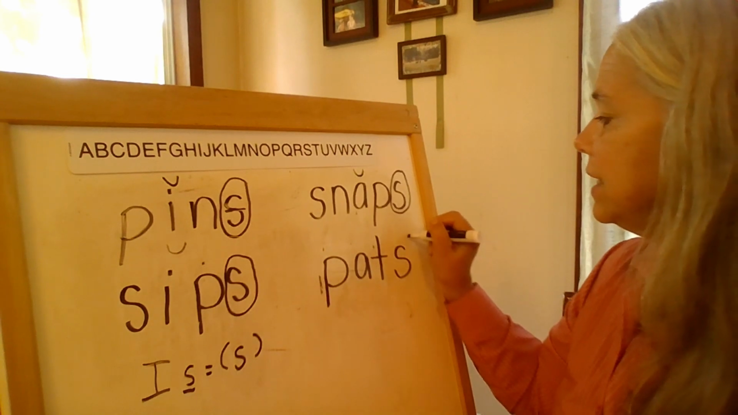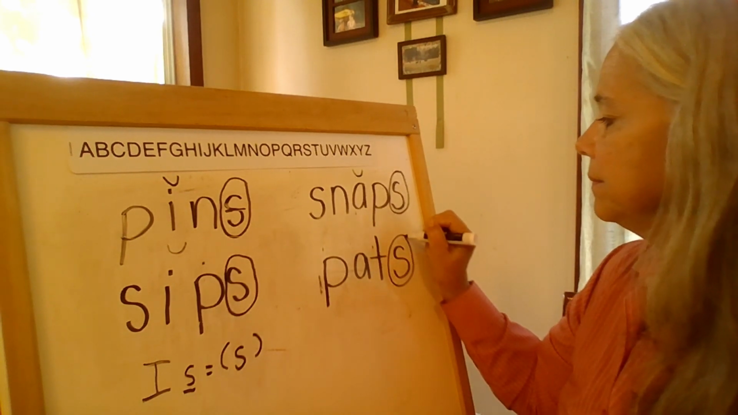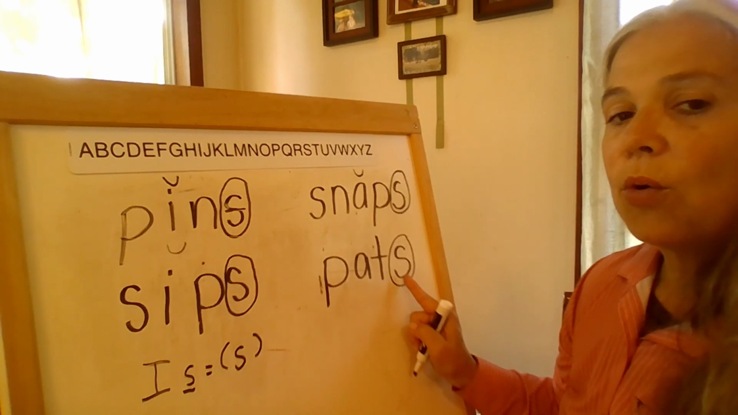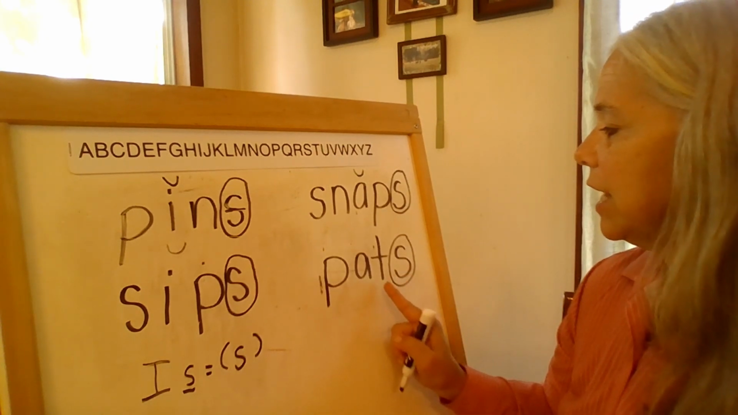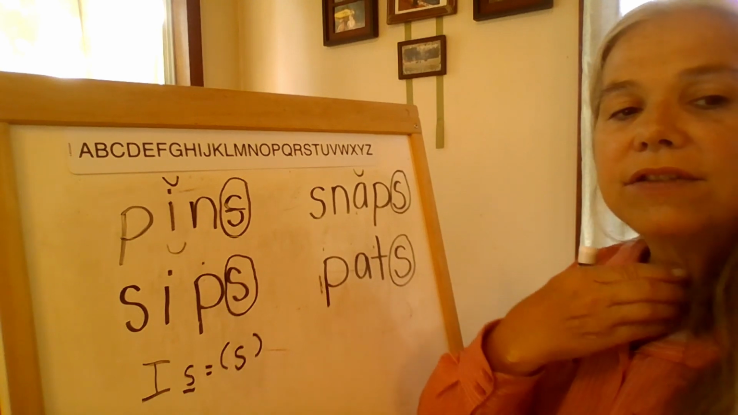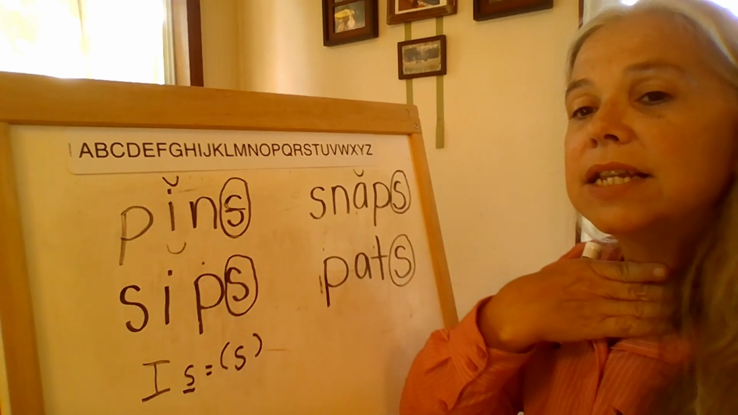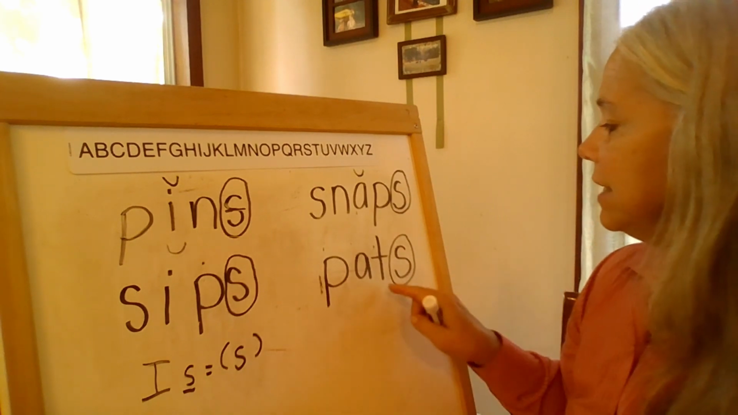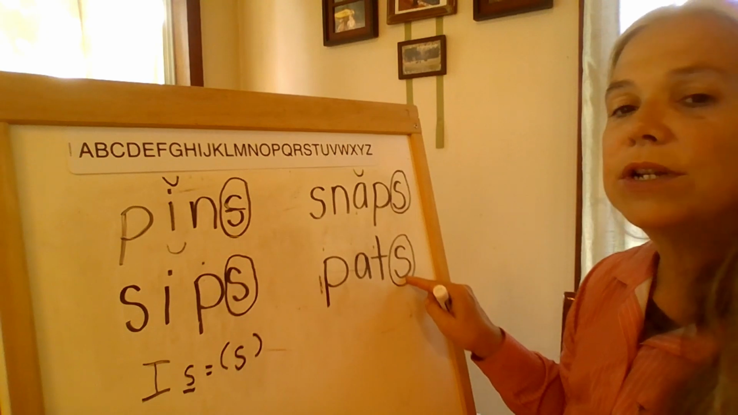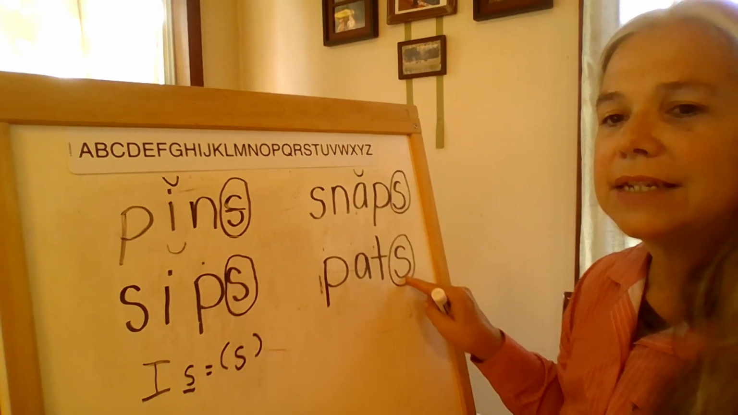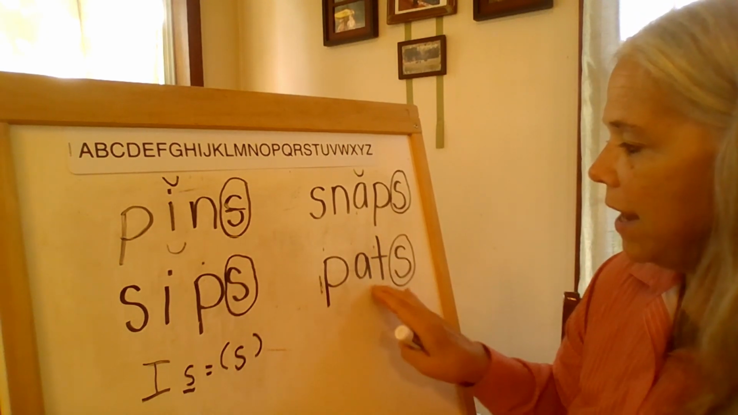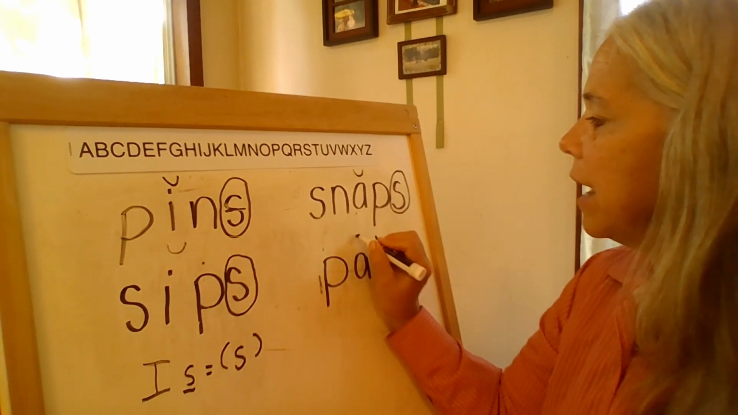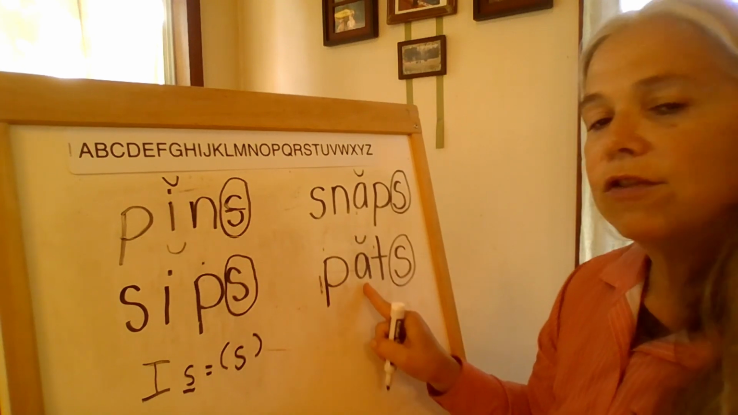Okay, let's code and read our last word. Let's circle suffix S. Let's figure out if it's going to be the S or the Z sound. Let's look at the consonant before it. Say the sound of T. Is it vibrating here? No. So that means this S is going to be unvoiced. It's going to make the sound S. Now let's code our base word. We find our vowel, a vowel in a closed syllable, short, code it with a breve. What is the sound of short A?